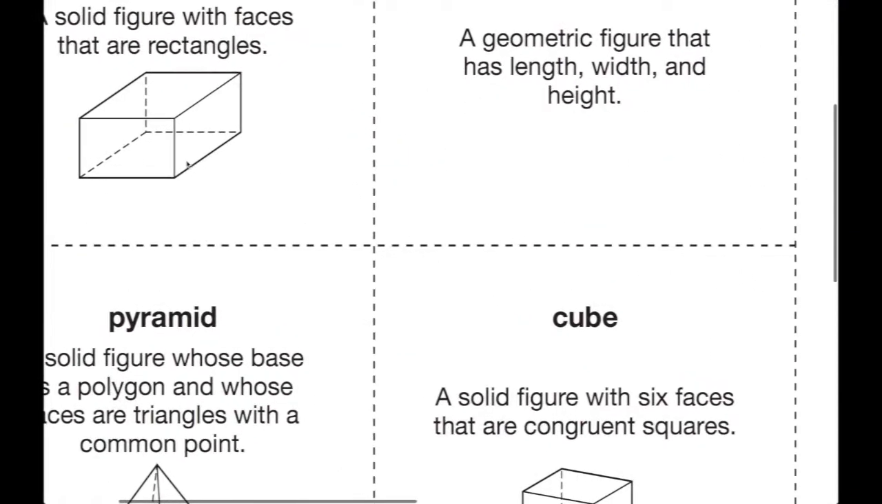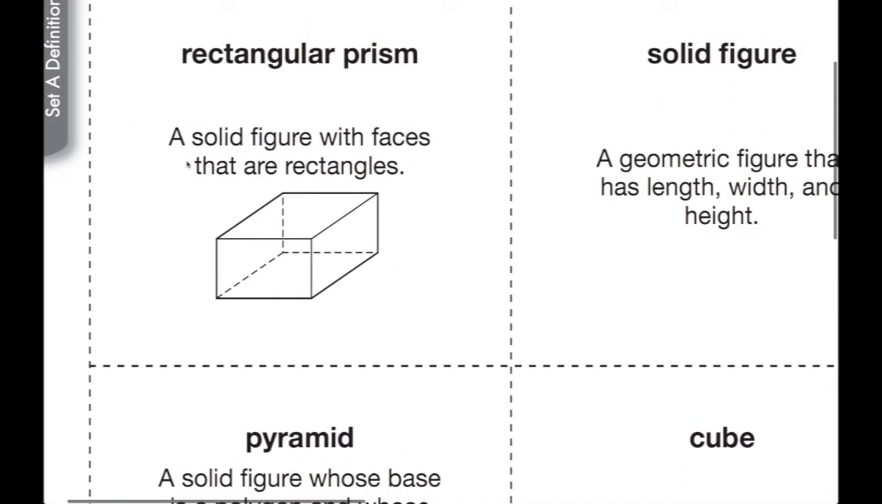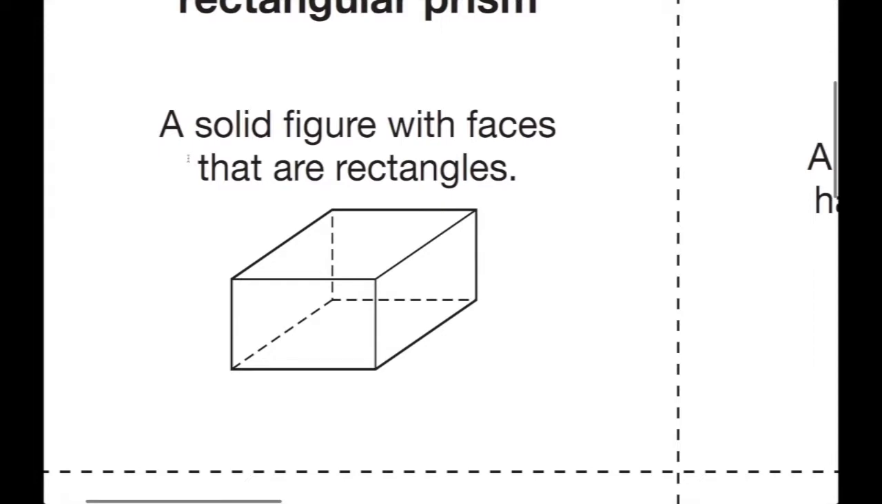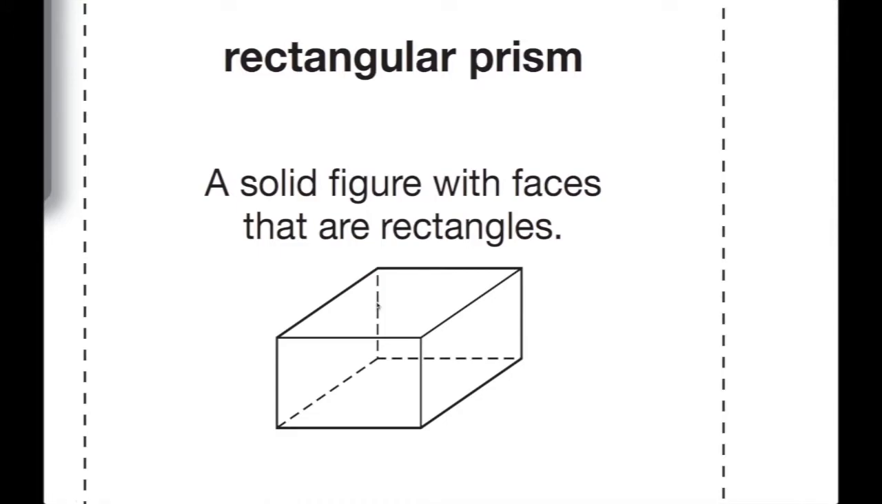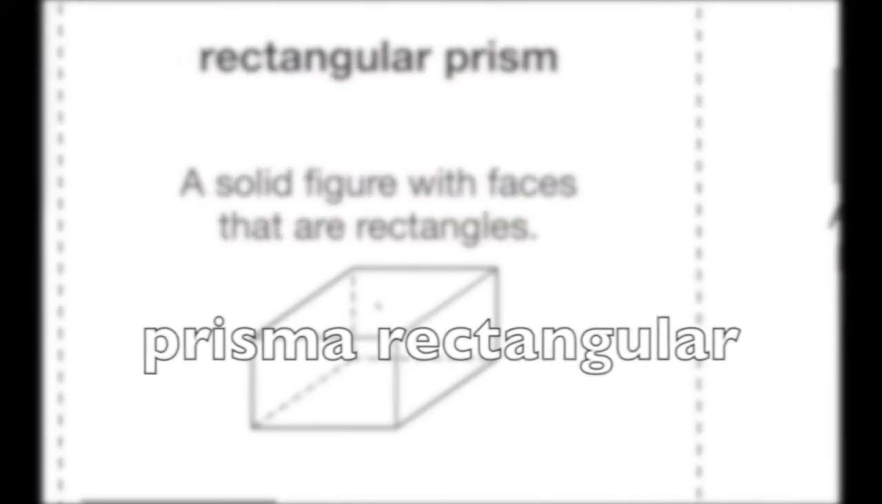A rectangular prism is a solid figure with faces that are rectangles. A prism is simply a box, and it has rectangular faces all throughout, so it's a rectangular prism. Prisma rectangular.